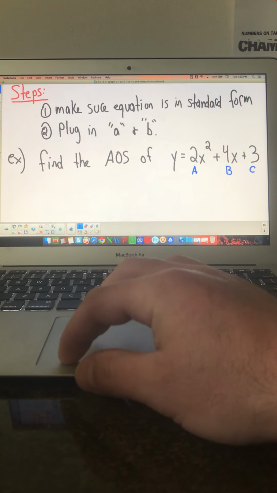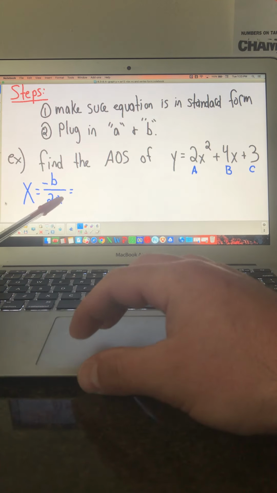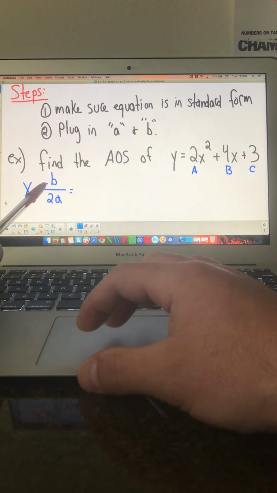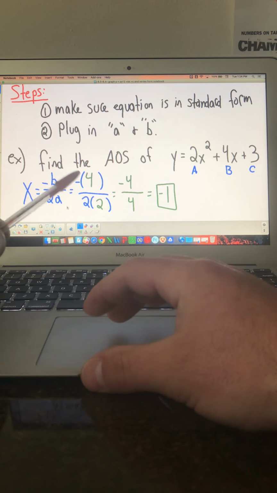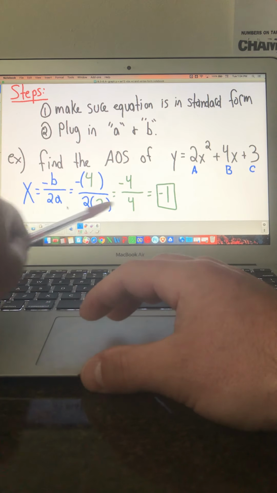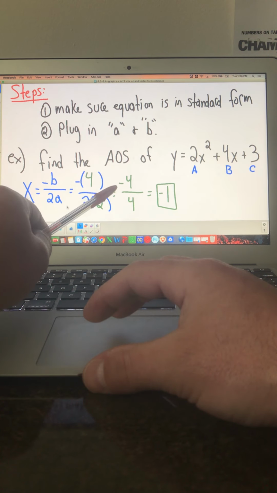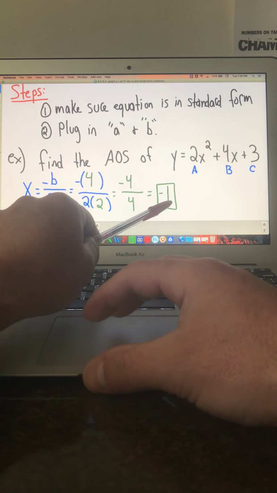So axis of symmetry, we're going to need negative b over 2a. Replacing a with 2. B with 4. This is important. The negative is there, and you got to use parentheses. B gets replaced with the 4. A gets replaced with the 2. Now we're simplifying. This is why it's important. Up top, it's a negative 4. Down below, positive 4. When we reduce it, it's negative 1.